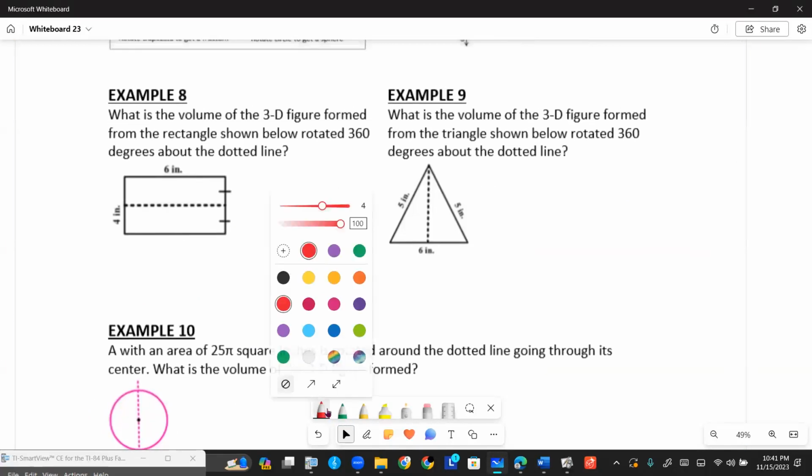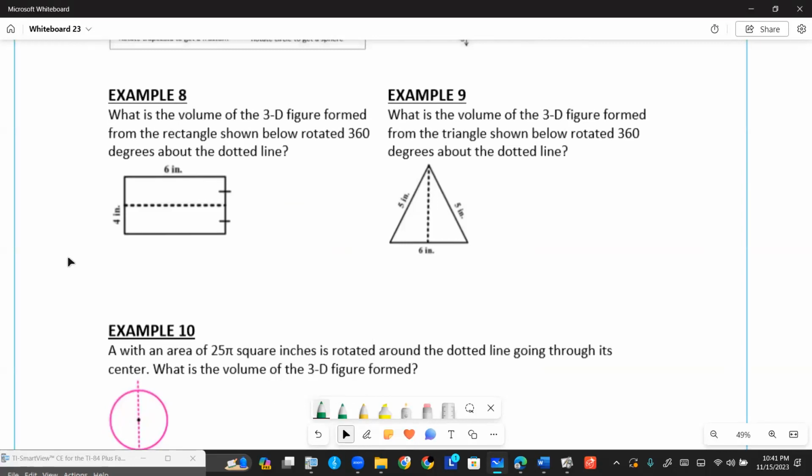So the first question is, what is the volume of the 3D figure formed from the rectangle shown below, rotated 360 degrees about the dotted line? So the first thing I have is this 4 by 6 rectangle, and if I rotate that 360 degrees about the dotted line, think of that line being fixed, and this is going to spin right around here, and it's going to form a cylinder.